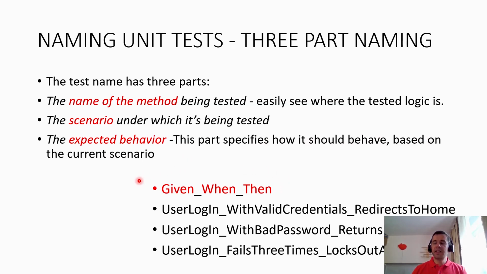So we have this given-when-then pattern. For example, here is our example: user login. This is the given part. When we provide valid credentials, then the result redirects us to home. So these are just some basic examples.